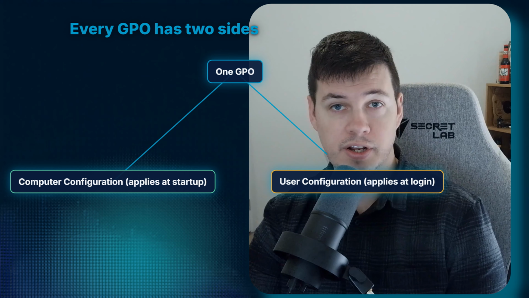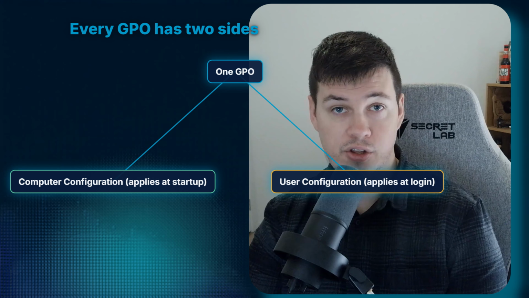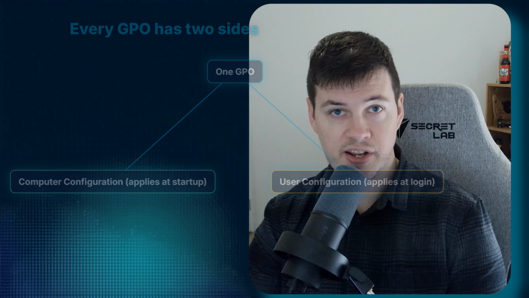One more thing before we build anything, every GPO has two sides. Computer configuration, it applies when the machine starts, and user configuration, it applies when the user logs in. Know which side your setting lives on? I've watched people debug for an hour because the setting was on the side that hadn't even run yet. And hold that thought, the two sides thing comes back to bite me later. You'll see. Right, let's actually build something.